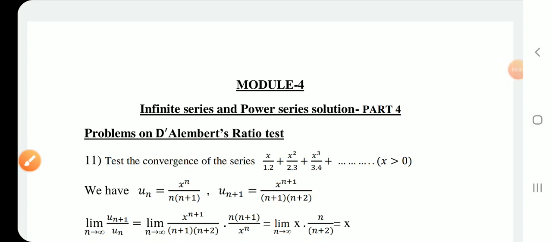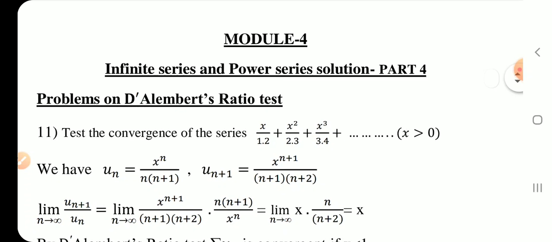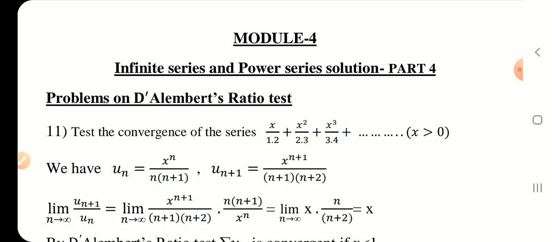Hello students, let us continue with the problems in D'Alembert's ratio test from module 4, infinite series and power series solution. Let us take the 11th problem. Test the convergence of the series x by 1 into 2 plus x square by 2 into 3 plus x cube by 3 into 4, and it goes on.